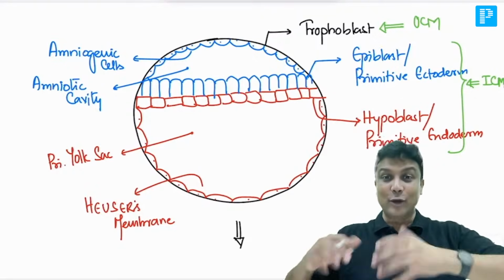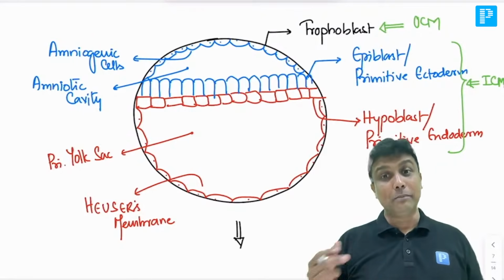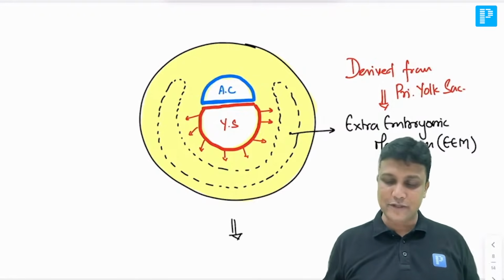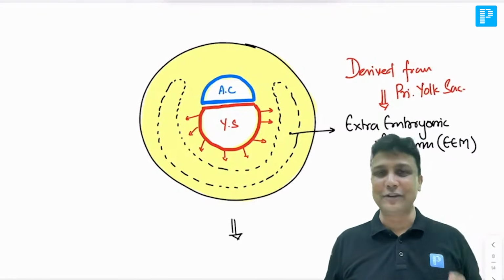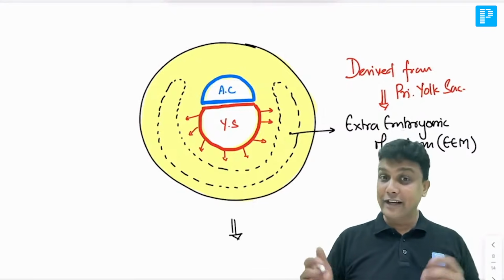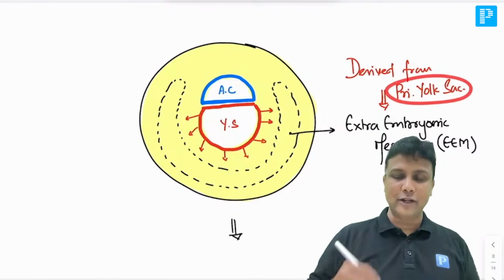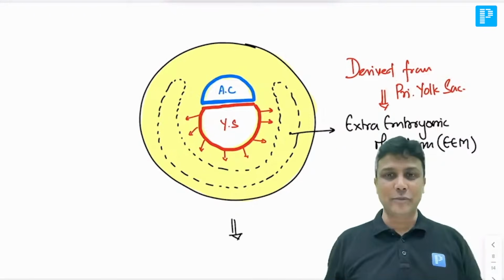Now what happens next? What is going to happen further? Outside the embryo, there is a formation of mesoderm. Extra embryonic mesoderm is formed. And that is derived from where? Again, yolk sac only. Primary yolk sac cells will multiply and form that extraembryonic mesoderm.